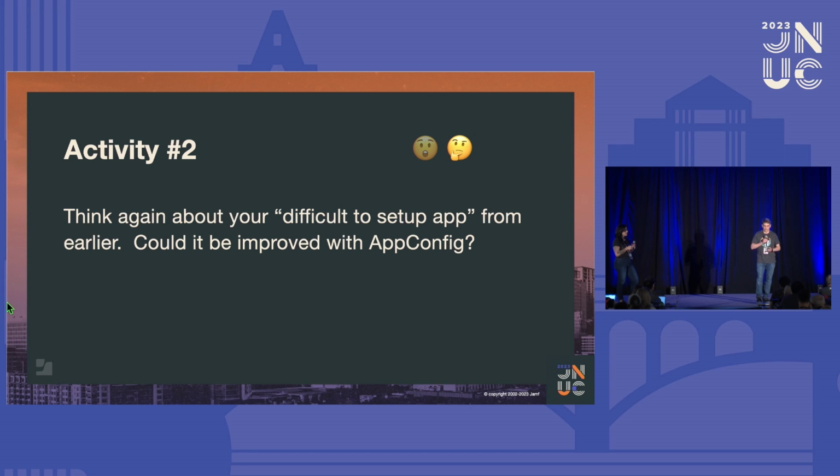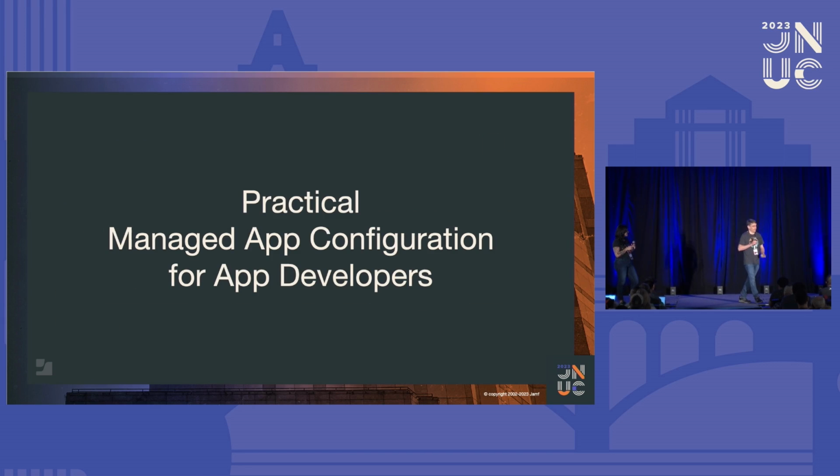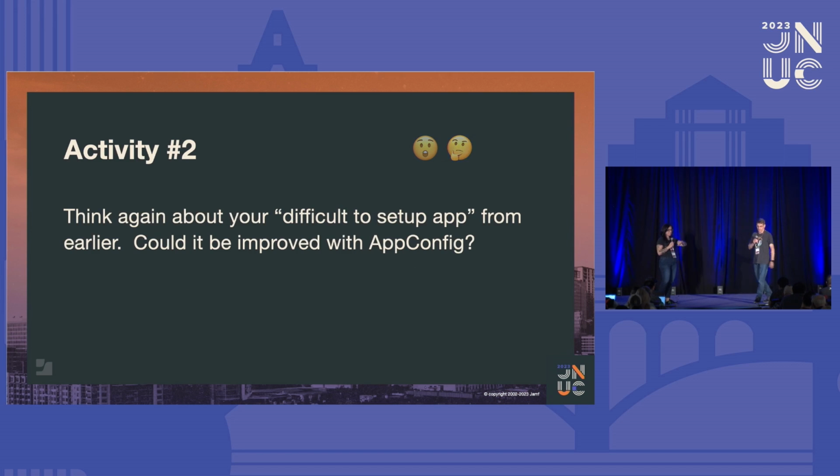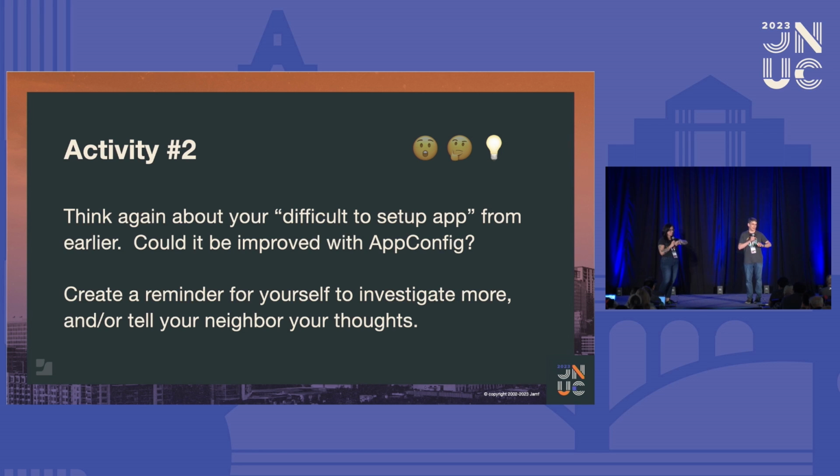So I would like you to create a reminder for yourself to investigate more, or tell your neighbors about the thing that you would do, that app, and how you'd investigate or improve your app config. And we'll give you about a minute. Maybe less, 30 seconds.